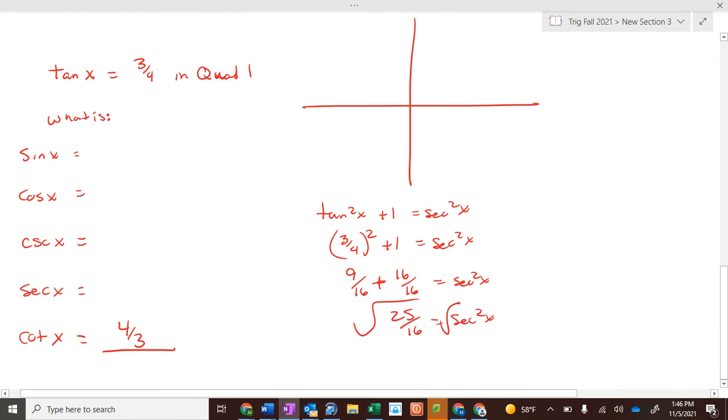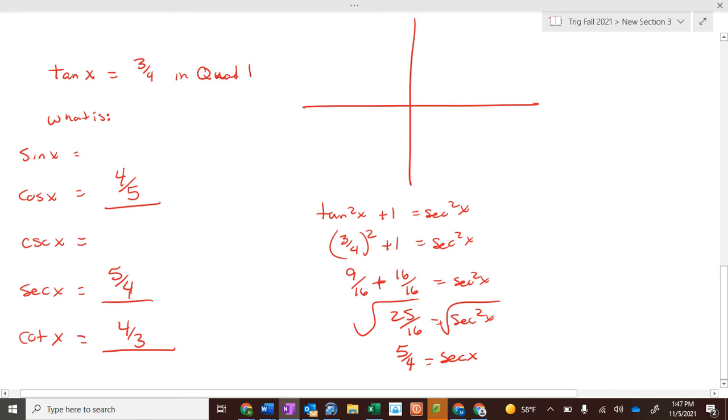And take the square root of each side. What's the square root of 25 sixteenths? 5/4. So the secant of x is 5/4. Okay? Any relationship between secant and any of the ones above it? Yes. Cosine is what? 4/5, because secant and cosine are reciprocal functions of each other.